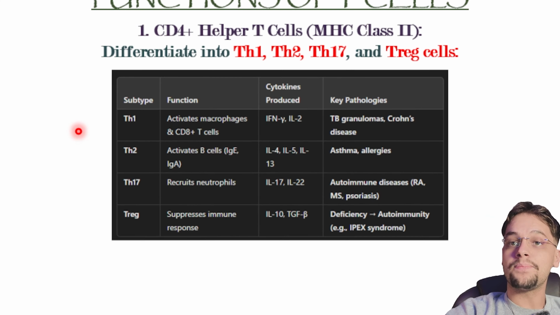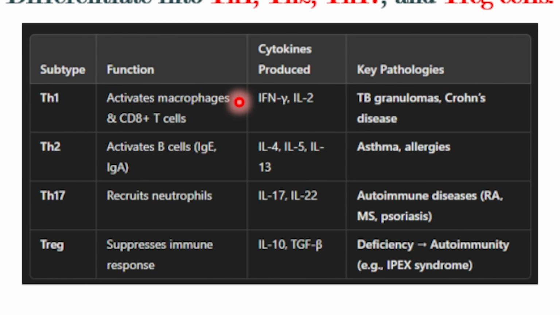So the first subtype, Th1, activates macrophages and CD8 cytotoxic T cells. They produce the cytokines interferon gamma and interleukin 2, and the key mechanisms are seen in TB granulomas or Crohn's disease. Then we have Th2, or T helper cell 2, which activates B cells like IgE and IgA. They produce cytokines like IL-4, IL-5, and IL-13. It's involved in asthma and allergies.